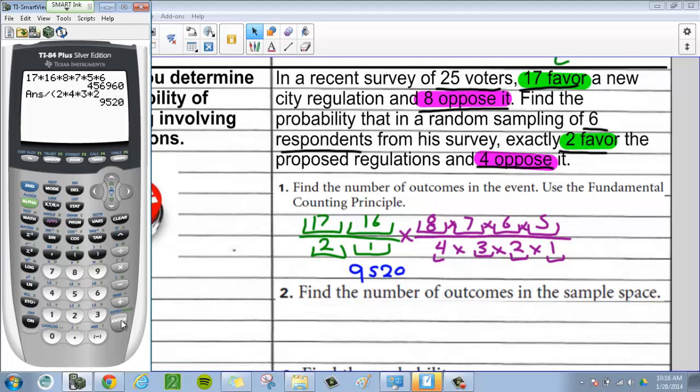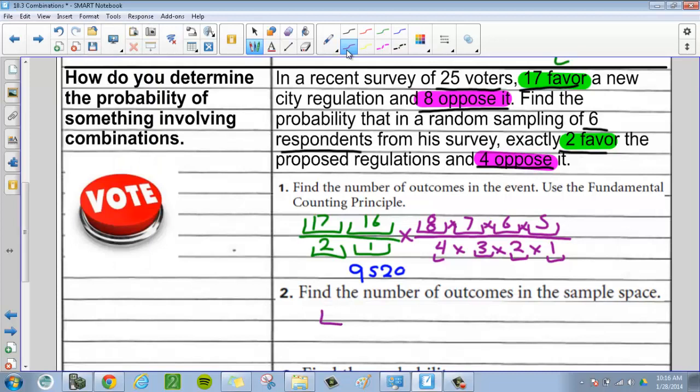Okay, now the next question is find the number of outcomes in the sample space. That's the next part to answering this question. Now to do that, this one's a little easier. There's 25 voters, and we were choosing 6 from the 25 voters, so that's 6 spots, right? So 1, 2, 3, 4, 5, 6. And for the first spot, you have 25 options. The next spot, 24, then 23, then 22, then 21, then 20. But remember, we have to divide that by how many different spots there are, and that's the same as 6 factorial. Okay, so 6 times 5 times 4 times 3 times 2 times 1.